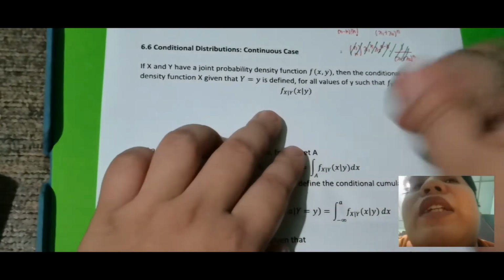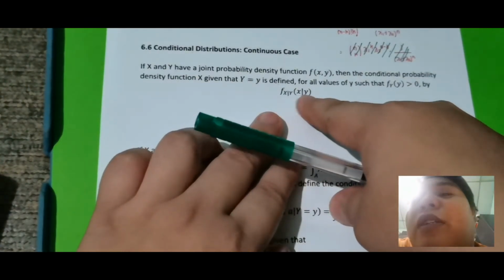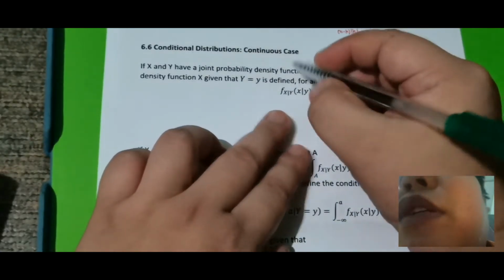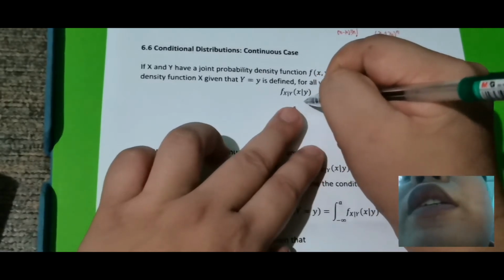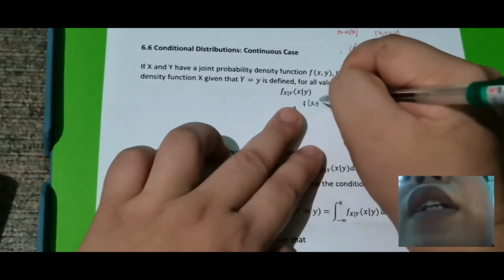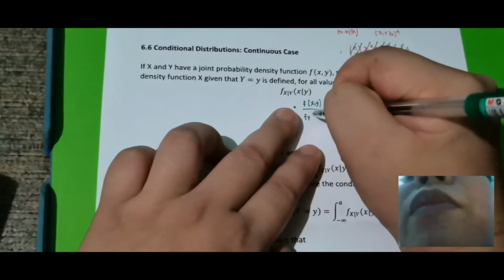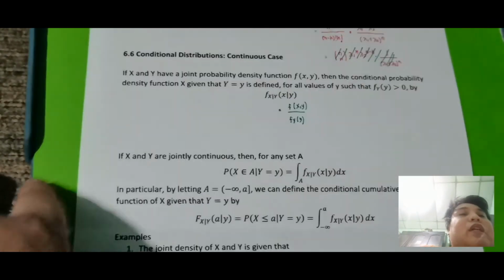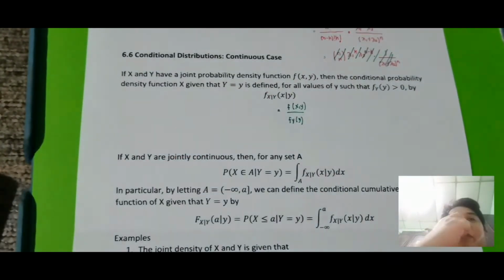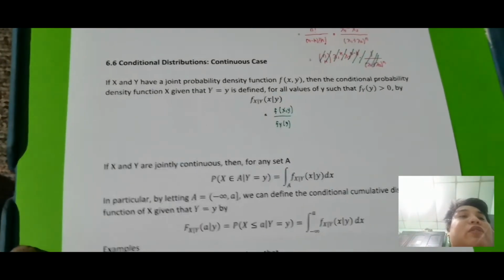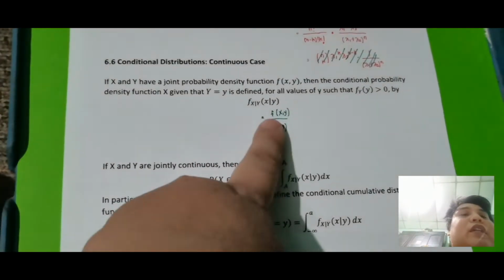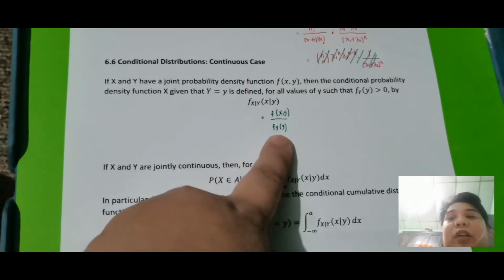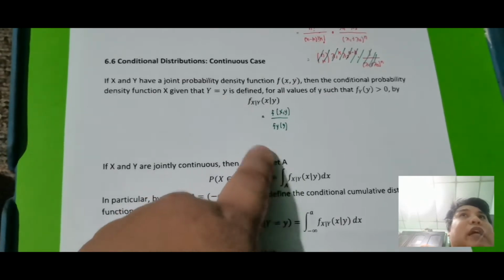So, compute natin yan, no? Okay, so ano gagawin natin dito? Actually, this is just equal lang sa f of x comma y all over f sub y of y. Okay? So, yan lang yung ating gagawin. So again, pag ganyan na nakita mo ang kanyang density function, ang mangyari pag conditional probability density function, ang mangyari lang is just the density function of x comma y over the marginal density of y. Okay, so ito yung marginal density of y. So kung naalala mo siya.